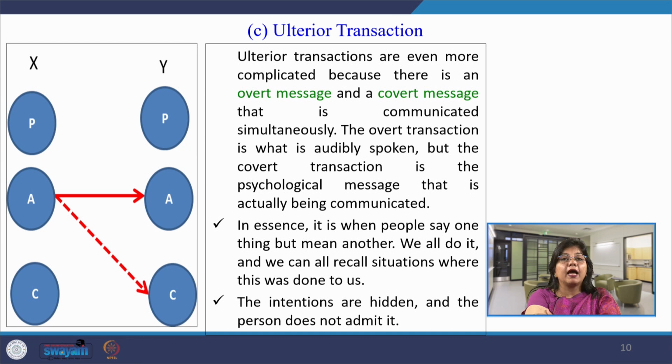We all do it, and we can recall situations where we have indulged in this kind of transaction. So, the intentions are hidden and the person does not admit it. Maybe a person was not appraised to that level at workplaces. The co-worker would say, I am not happy that you are not appraised properly, but maybe hidden is that the person enjoyed that his appraisal has gone down. This is ulterior transaction, right.